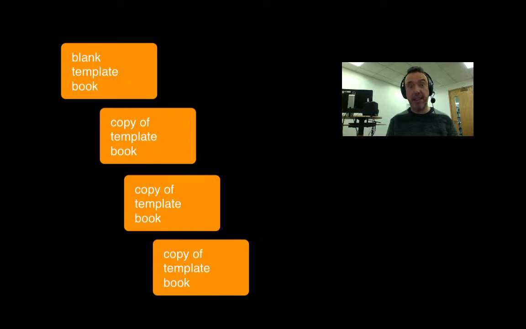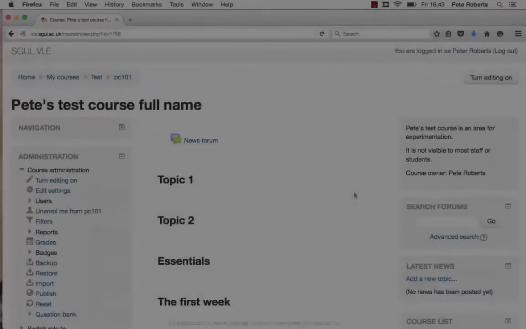Now you can create a book from scratch every time you need one, but I found it useful to create a kind of blank skeleton structure that I can use week by week, and then just duplicate that when I need it. So let's see how you do that.